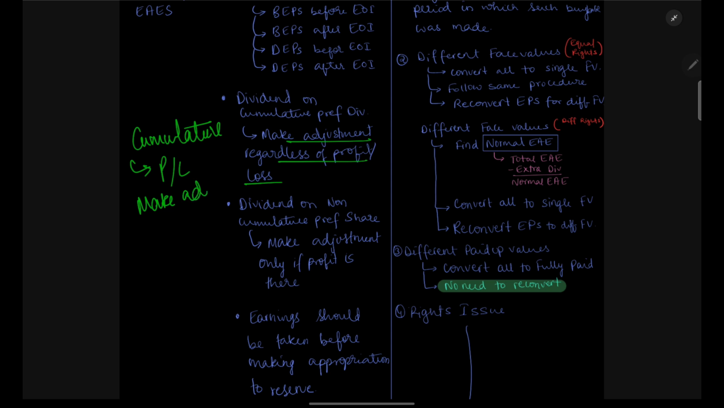Okay, in case the preference share is non-cumulative, if it is non-cumulative, you'll have to make adjustment only if there is profit. Okay, make adjustment only when there is profit.